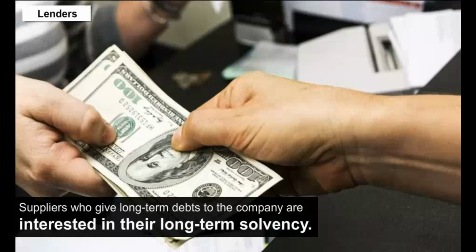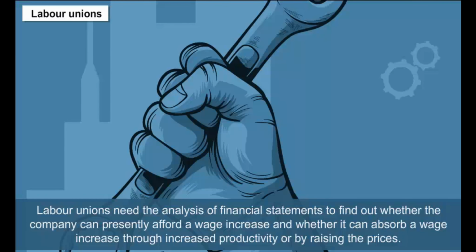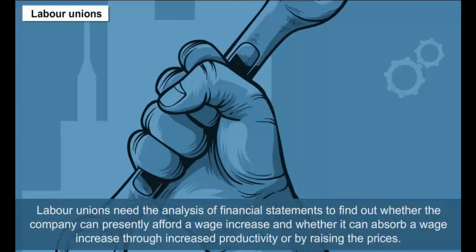Investors. The investors who have invested money in the firm's shares are interested in knowing the earnings of the firm. They also evaluate the efficiency of the management. Their decision to buy more shares or sell shares depends upon the analysis. Labor unions. Labor unions need the analysis of financial statements to find out whether the company can presently afford a wage increase, and whether it can absorb a wage increase through increased productivity or by raising prices.